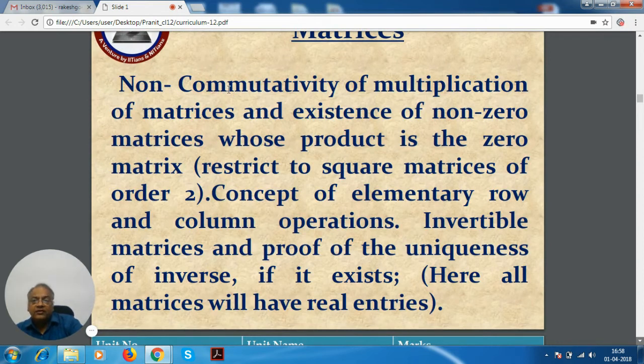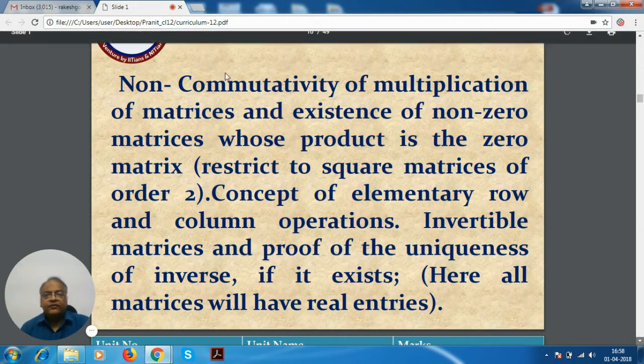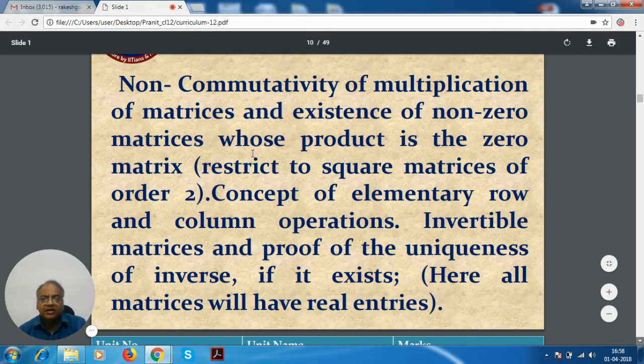Apart from that, there is a very important property which is known as commutativity. Commutative means A into B should be equal to B into A. However, this particular condition is not satisfied in general in case of matrices. So, non-commutativity of multiplication of matrices.